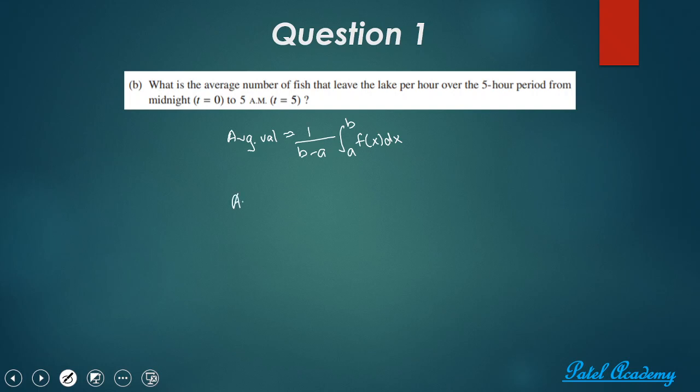And so we do average fish loss: 1 over 5 minus 0 times the integral from 0 to 5 of, in this case, L at t, dt. And so 1/5 times this integral of L at t, you'll get the answer 6.059 fish.